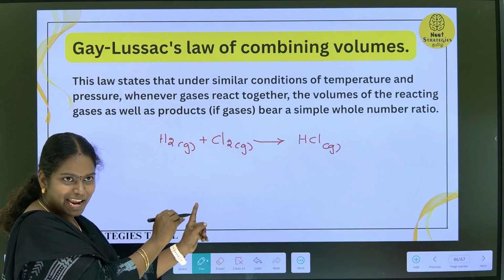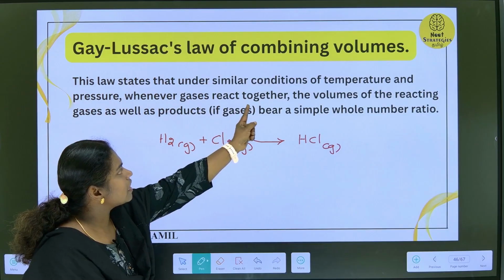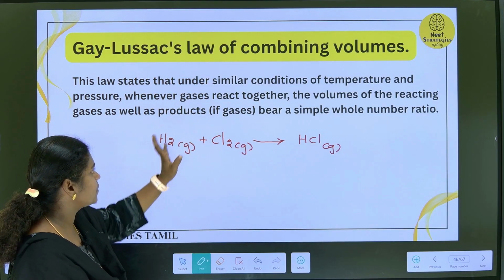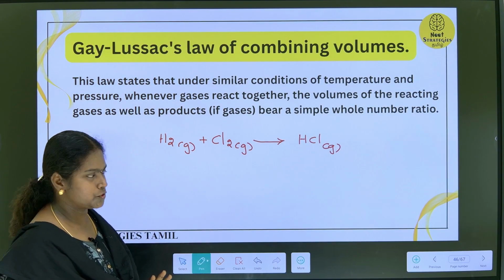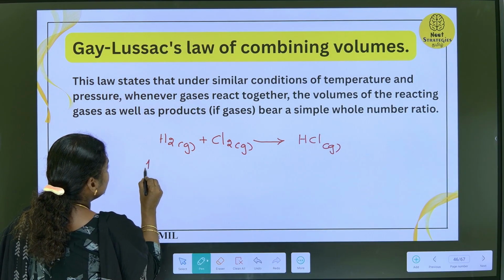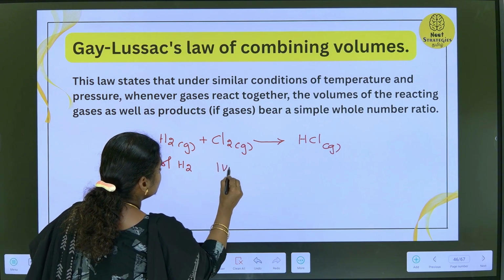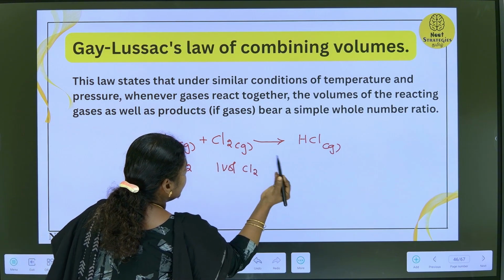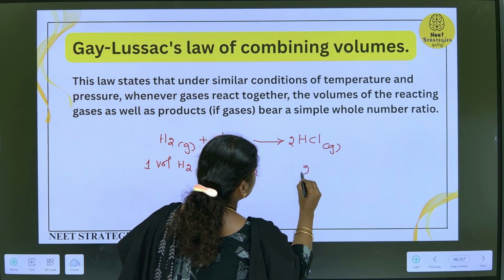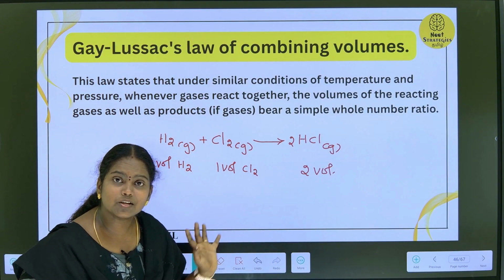Now come to the statement: whenever gases react together, the volume of the reacting gases as well as the product are in a simple whole number ratio. Look, here it is one volume of hydrogen, one volume of chlorine, and it will produce 2 volumes of hydrogen chloride. That will be the simplest whole number ratio.